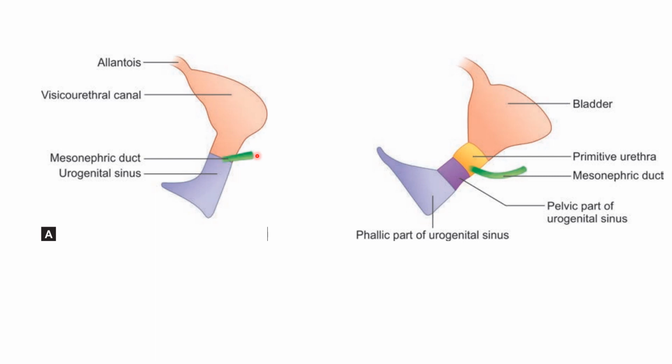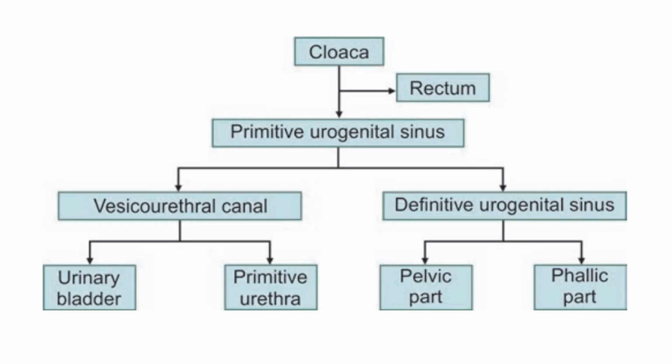Now on further development, the caudalmost part of the primitive vesico-urethral canal will give rise to the primitive urethra, the initial parts of the urethra. The rest of the vesico-urethral canal will form the urinary bladder, and the urogenital sinus is further divided into a pelvic part over here and a phallic part over here. So this is the summary of the development.